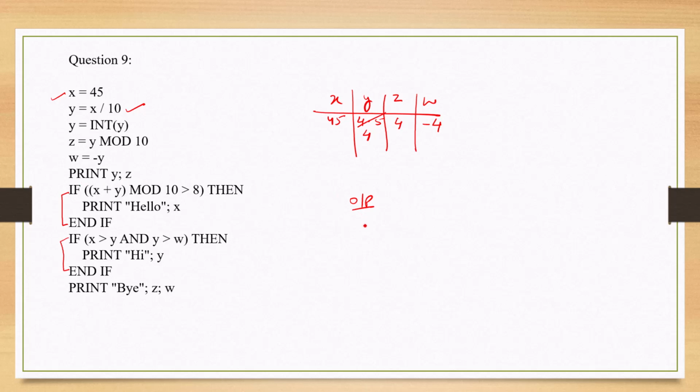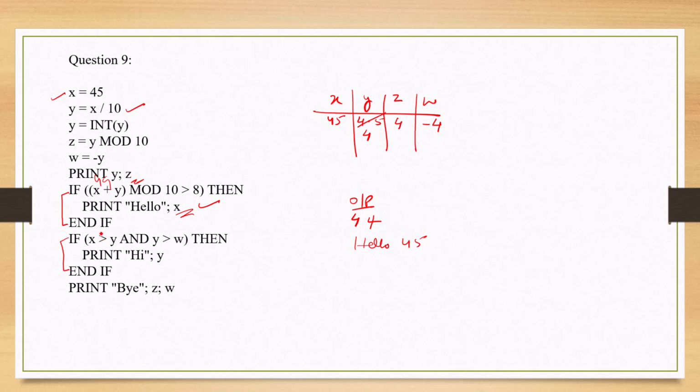Print y, so that's going to print 4. Then z, that's going to print 4. And you see there is no semicolon, so line will change. If x plus y, 45 plus 4, 49. So 49 mod 10 will be 9, 9 greater than 8, correct, this line is correct. So hello will print, along with hello, value of x will print, which is 45, and no semicolon, so line will change. We are in the third line.